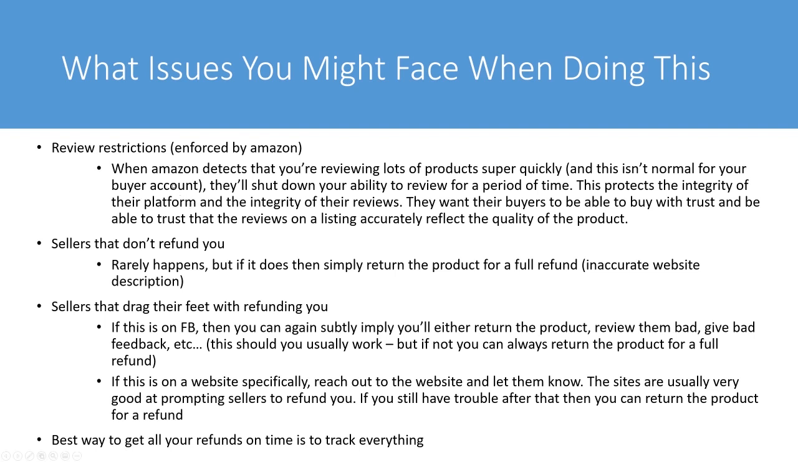So when you scale this up, it used to be very, very scalable. You could go and buy hundreds of products and get cashback on all of them, and then you'd have hundreds of free products at your door that you could resell online for a profit. You can still scale it very slightly, but I wouldn't necessarily recommend it. What happens is if you buy a bunch of products at once and review them too fast, if Amazon detects that you're reviewing a lot of products super quickly, and this isn't normal for your buyer account, meaning maybe you buy a couple products from Amazon a week, but then all of a sudden you're buying dozens of products and reviewing them all, that's going to throw off red flags, okay? So they'll shut down your ability to review for a period of time.